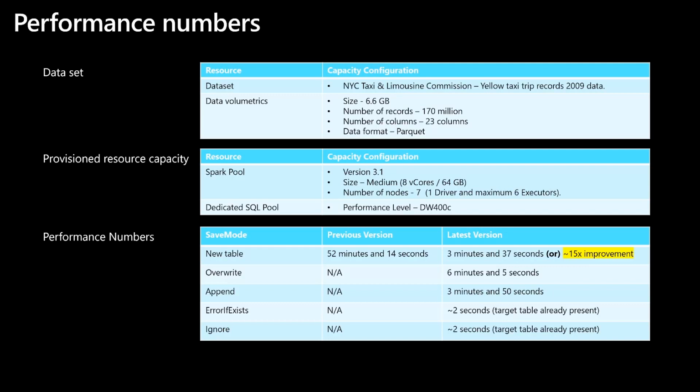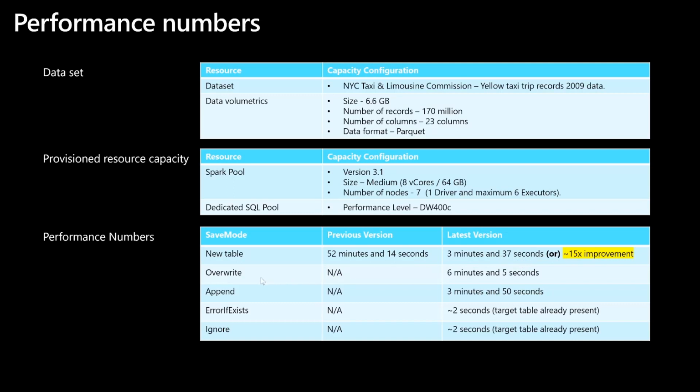Now, the performance numbers that you see here indicate that the new version is at least 15x more performant than the previous version, where the previous version took about 52 minutes and 14 seconds to write data into a new table, whereas the new version completed that same request in 3 minutes and 37 seconds.